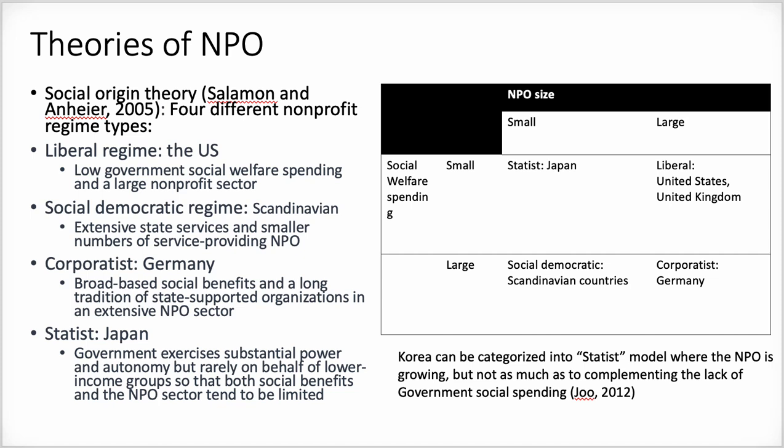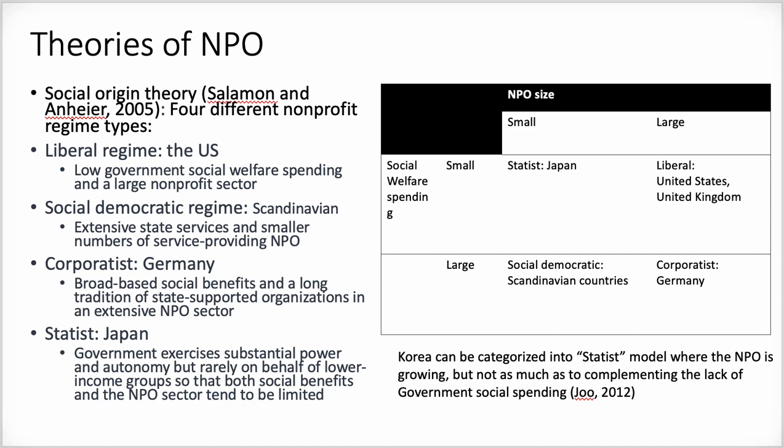The third is corporatist, which is broad-based social benefits and a long tradition of state-supported organizations in an extensive non-profit sector. An example is Germany's case. The last one is statist, meaning that a government exercises substantial power and autonomy, but rarely on behalf of lower income groups, so that both social benefits and the NPO sector tend to be limited. An exemplary case for this is Japan.